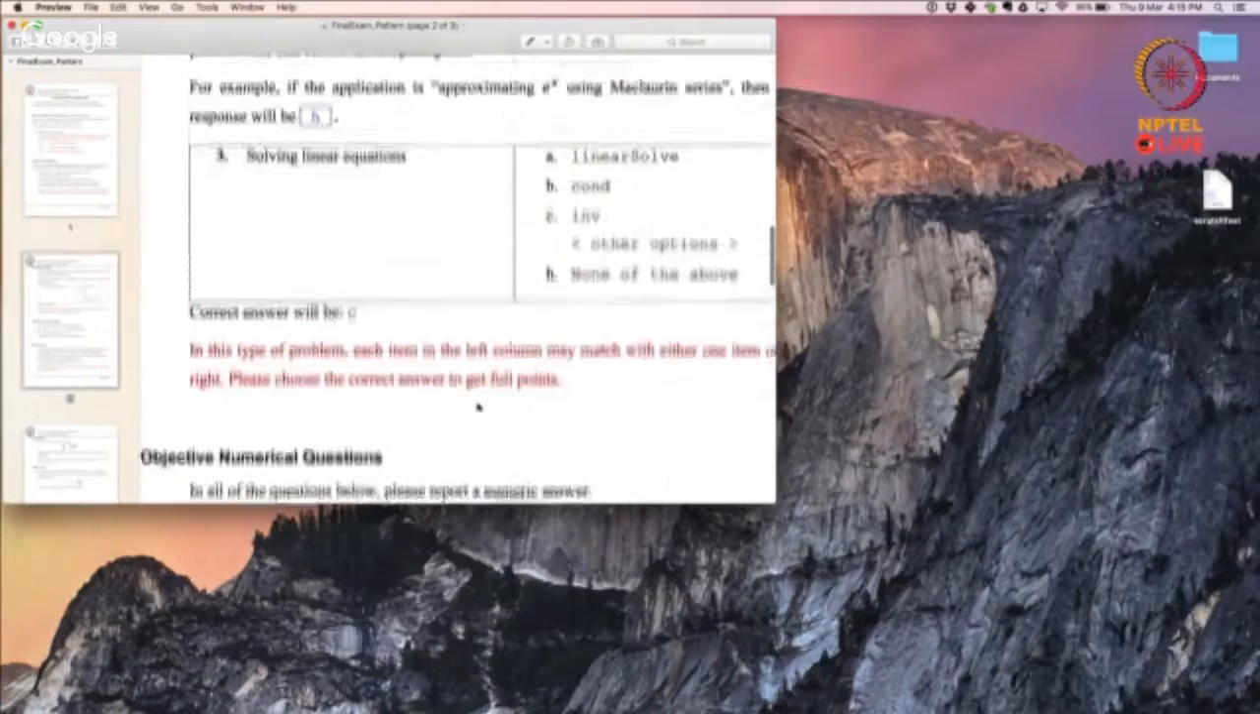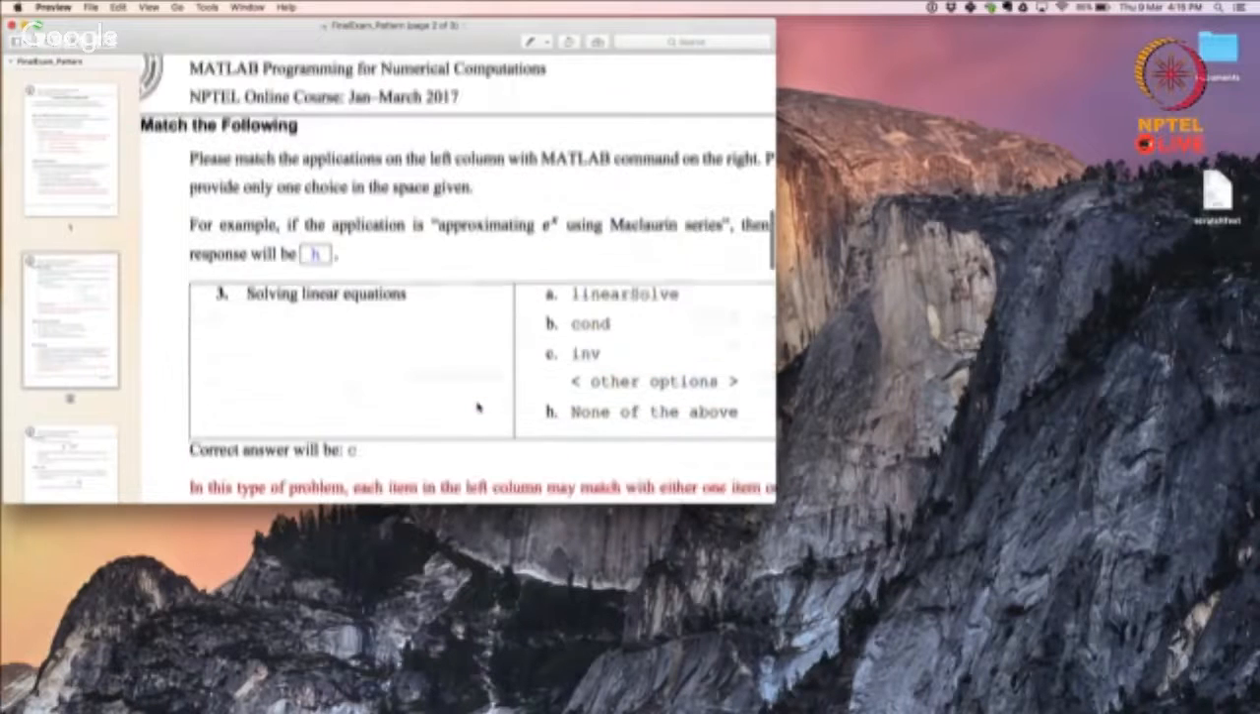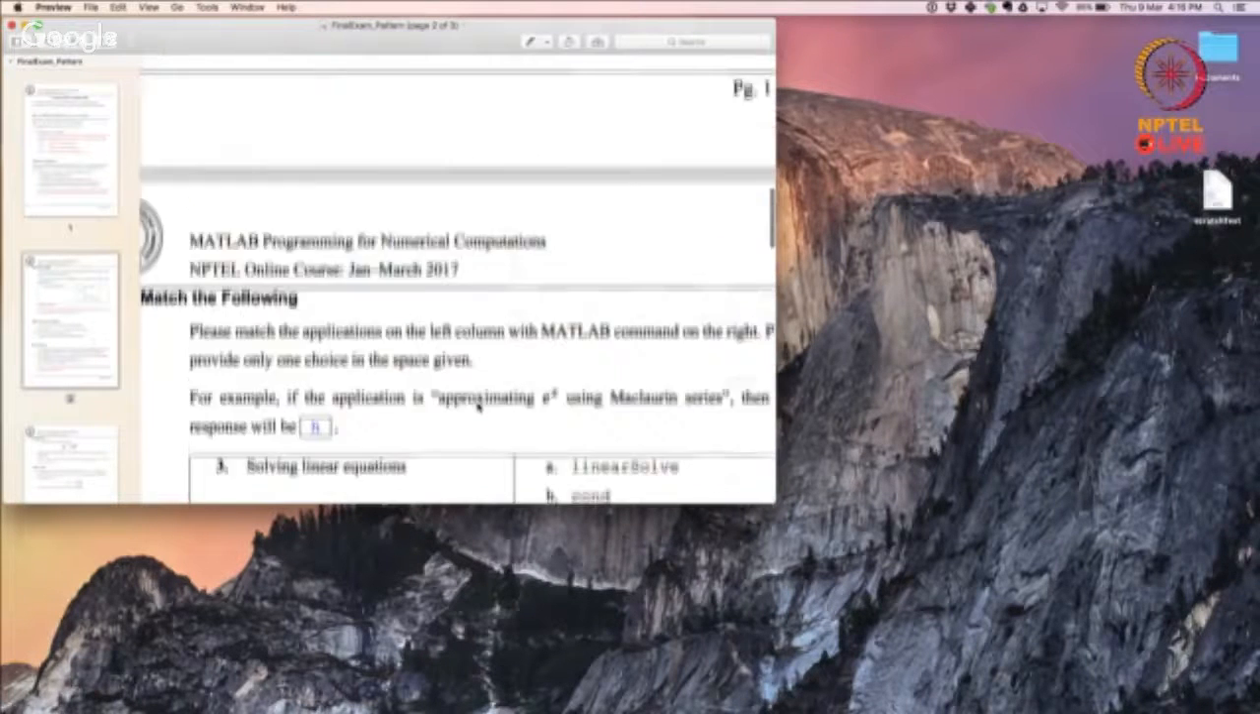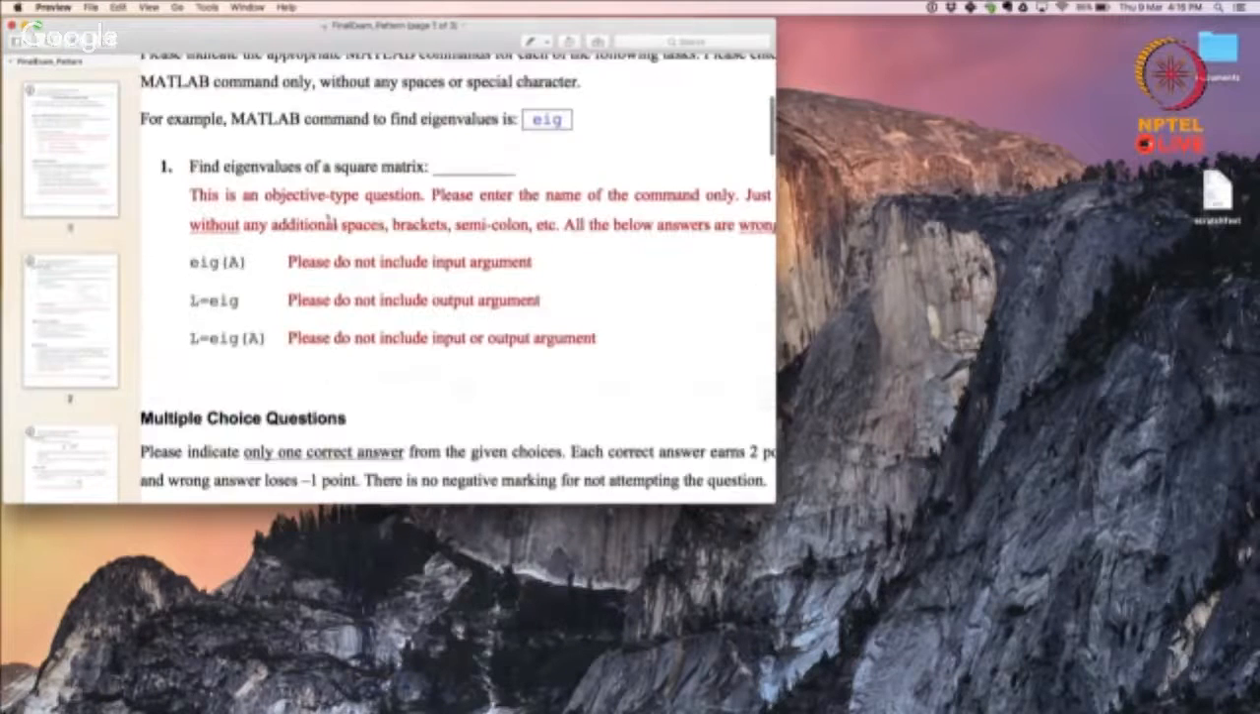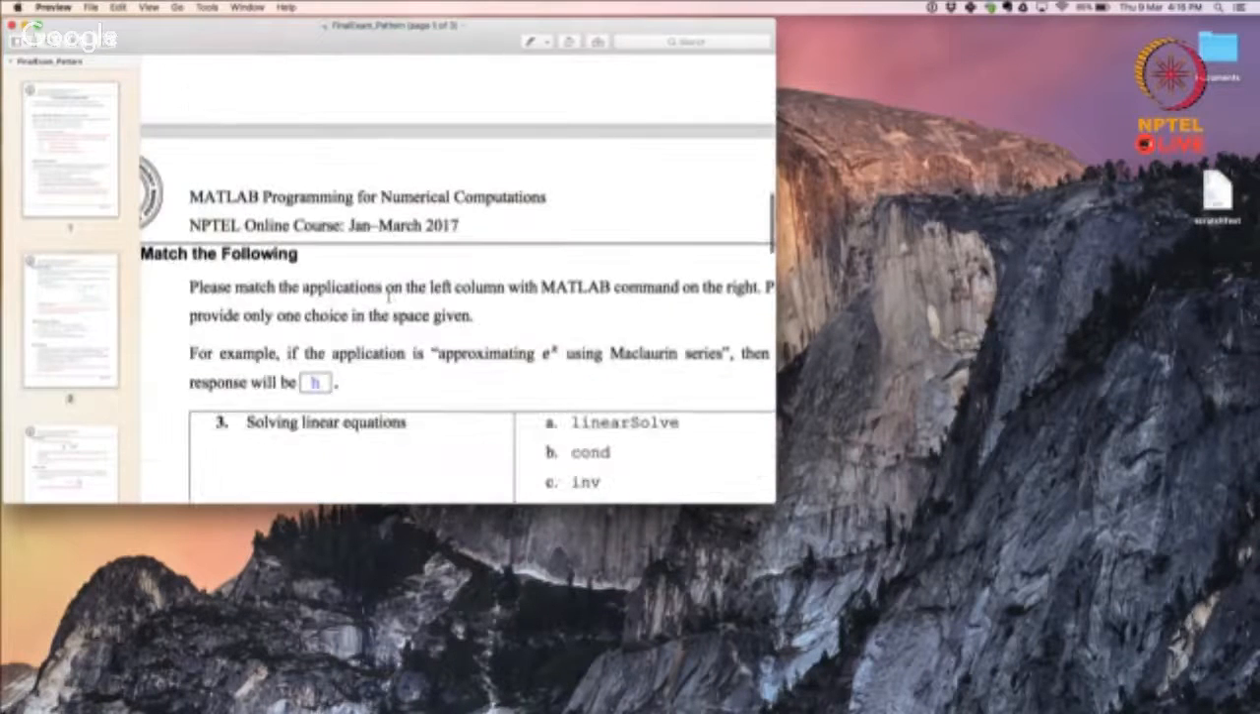So this is the match the columns, and if you see, the match the columns has 2 points per question, whereas identifying the command name had 1 point. Again, this type of question and match the following questions are not very different from each other. What happens in match the following questions is when you have the left hand side with 5 questions and the right hand side with 8 answers, we have seen in the past that students do tend to get confused, and therefore we give a greater weightage in match the following questions.